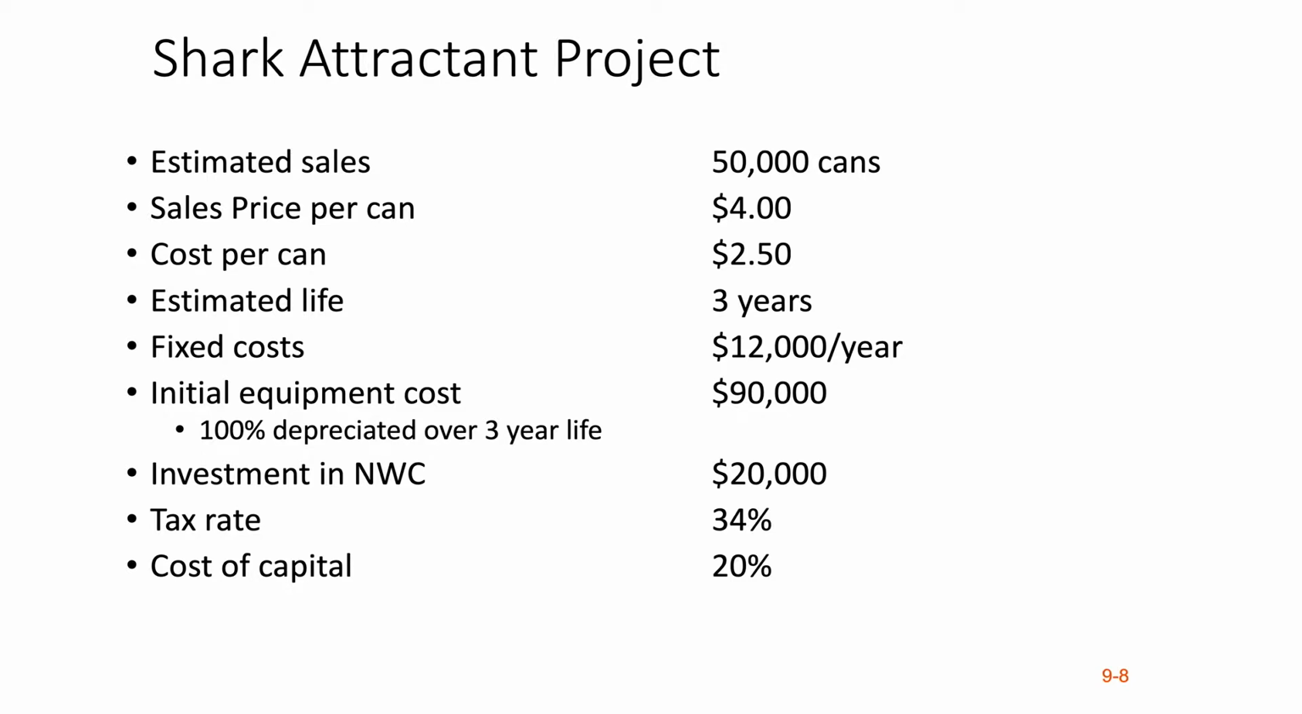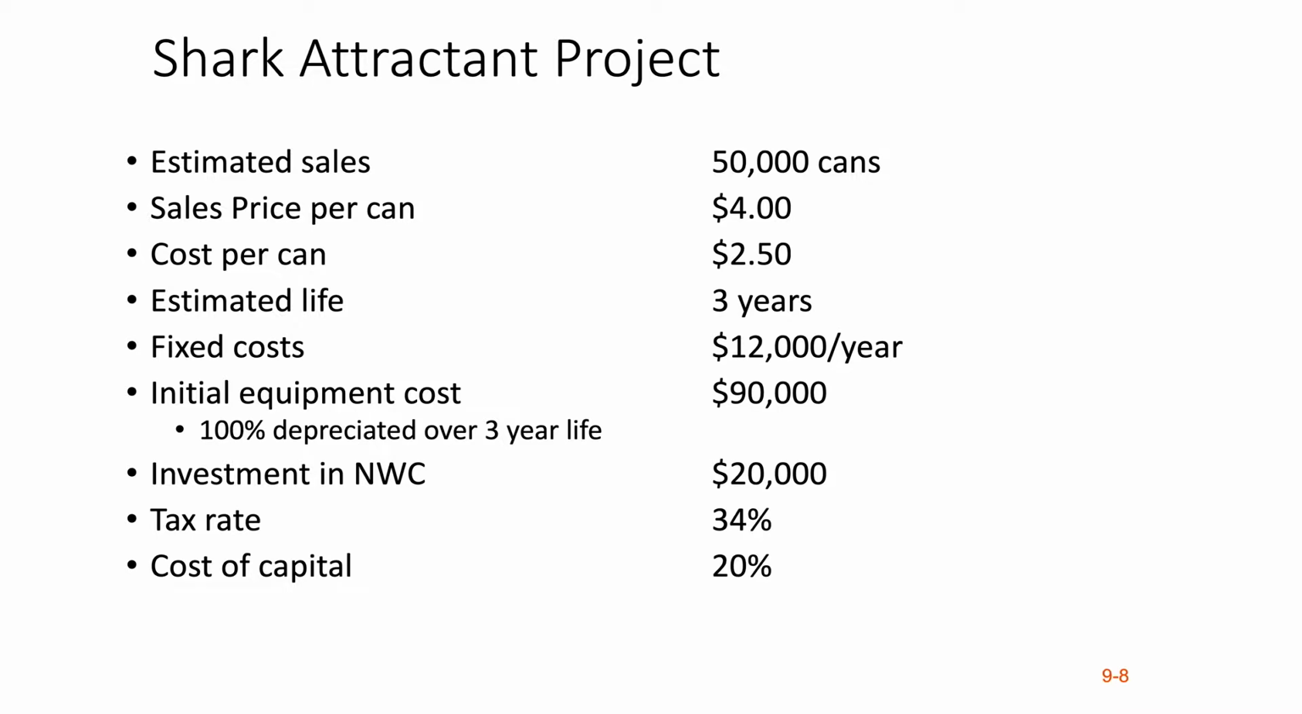The estimated sales per year is 50,000 cans. The sales price is $4 per can. The cost of the attractant, not a repellent, but the opposite, is $2.50 per can. Let's assume this project is one where you manufacture and sell it. It's for 3 years. After 3 years, you quit the business. The fixed cost every year is $12,000.